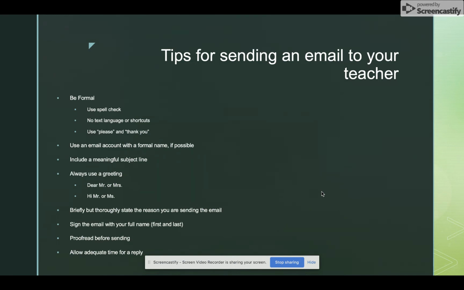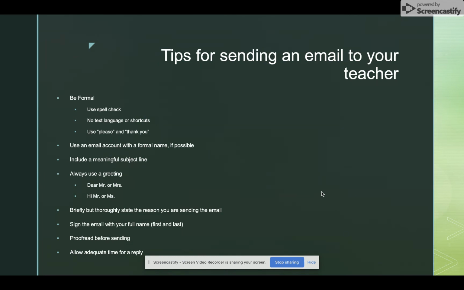We know that we can catch more bees with honey. And so we want to make sure that we're being very respectful and very nice because we're asking help of that person. And in any instance of sending an email with someone, we want to try to give people the same type of respect that we will want back.